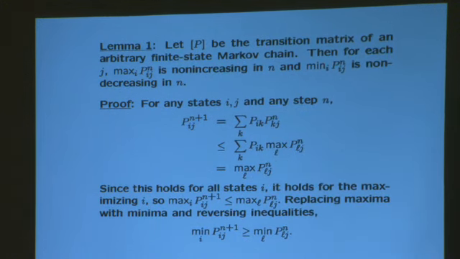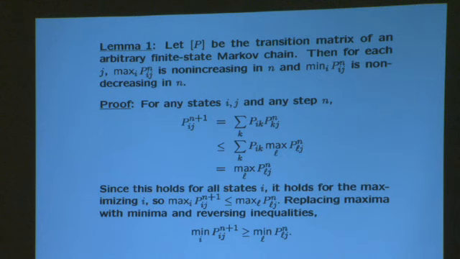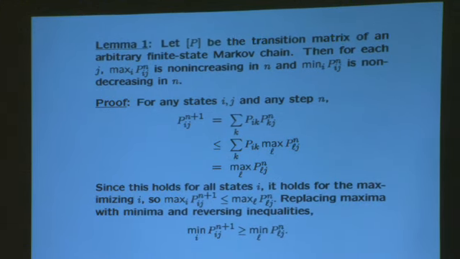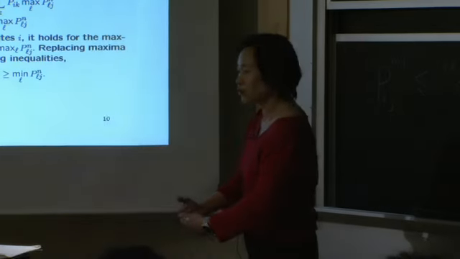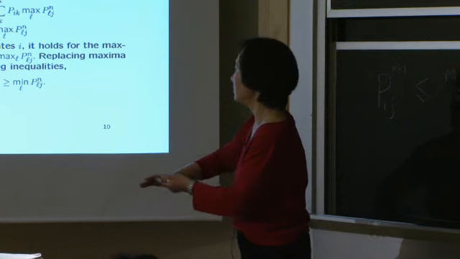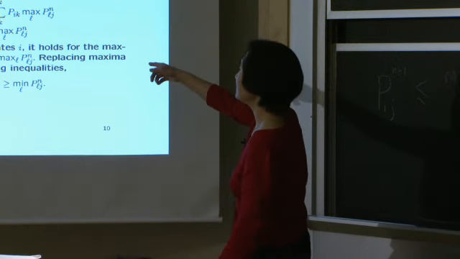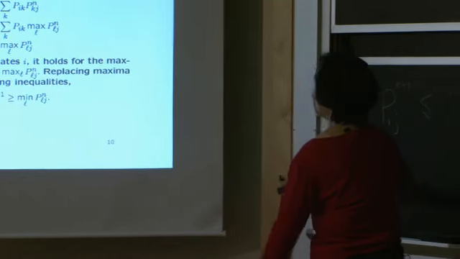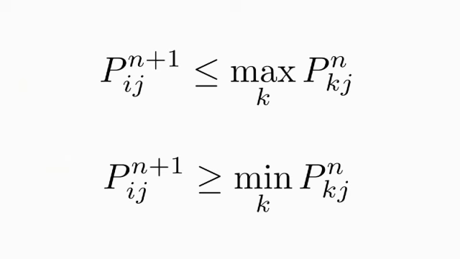So therefore, what we know is that if I want to end up in state j in n steps, and I increase the steps to n plus 1, this probability is going to stay the same or decrease. It's not going to increase. You could do exactly the same thing for the minimum. So if this is true, then of course the maximum of this is also going to be less than that, because this lemma is true for any Markov chain.